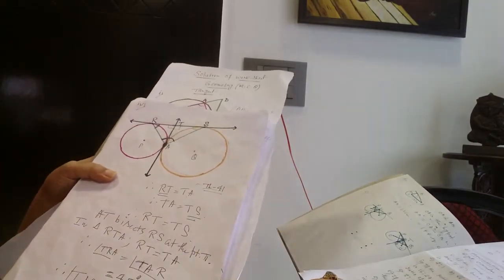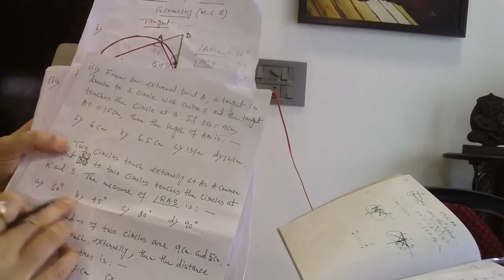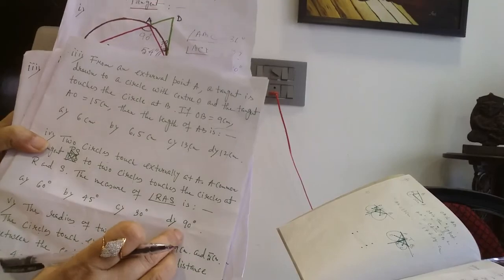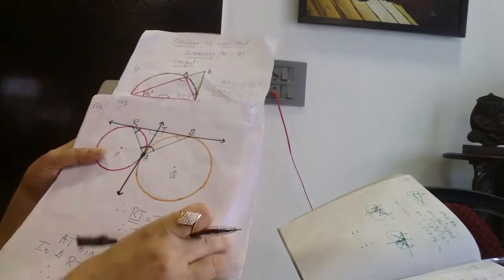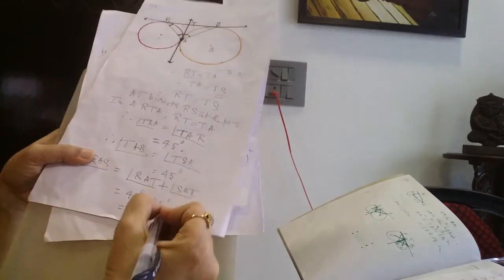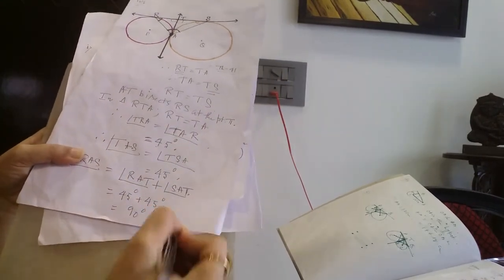Your options A, B, C, D. Your option D. Here it is given 90 degrees. So here the correct answer is option D.